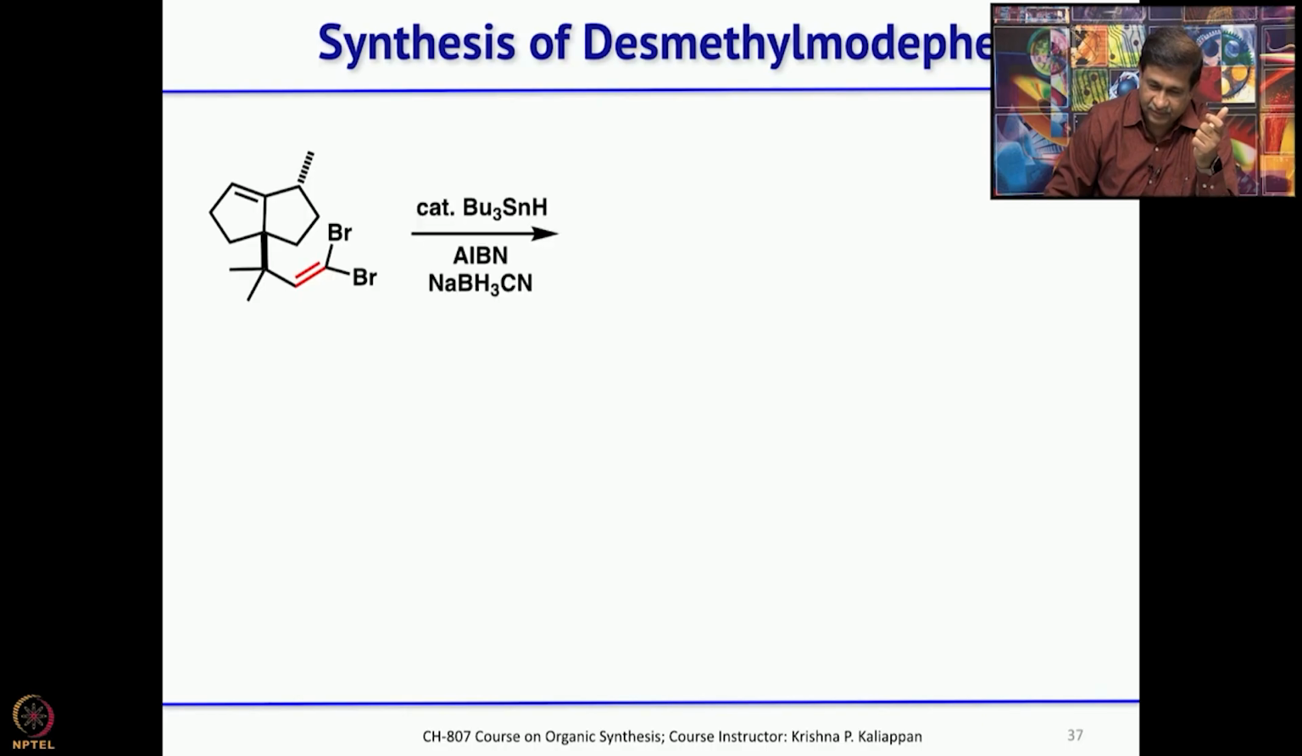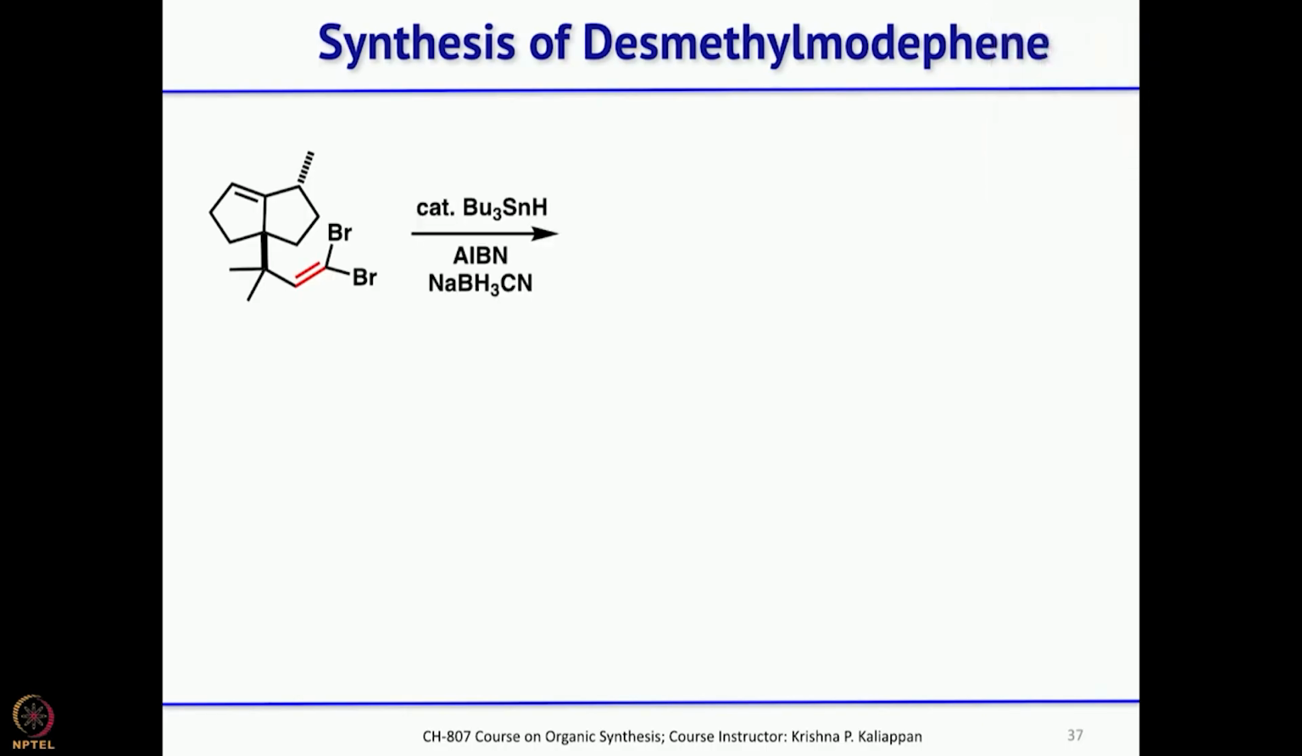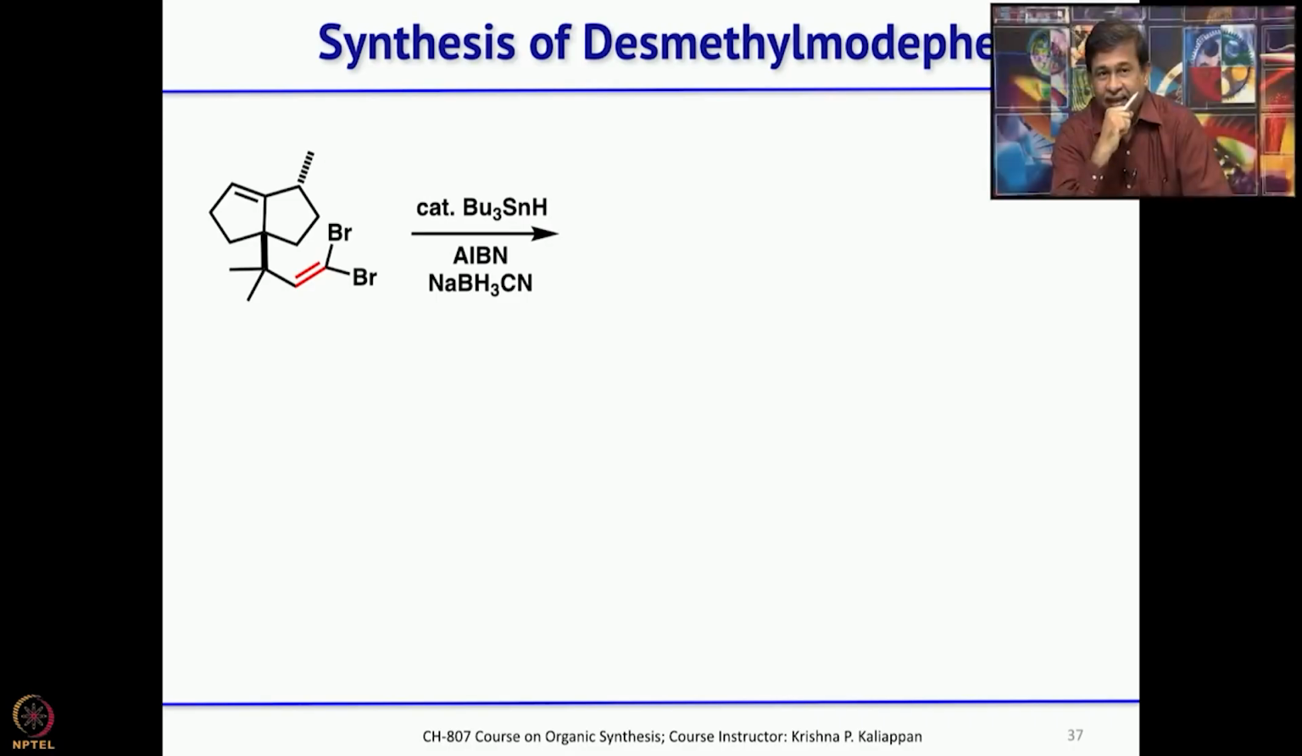So what he thought? So instead of using 1.1 equivalent of tributyl tin hydride, he thought he will use catalytic amount of tributyl tin hydride and excess sodium cyanoborohydride. Here the idea is, first anyhow only this bromide is reduced. So let it reduce. Afterwards, if you add excess sodium cyanoborohydride, which will in turn generate more tributyl tin hydride, then this bromine will be replaced by radical, and that can undergo cyclization.